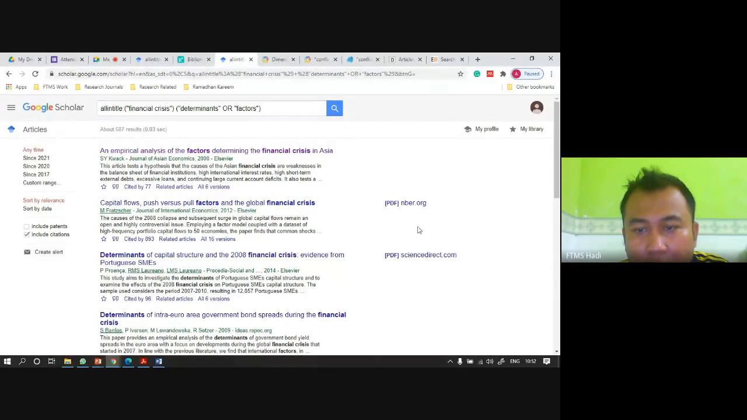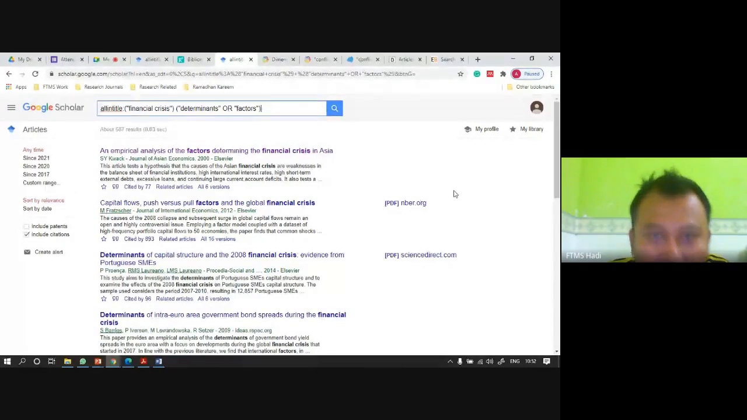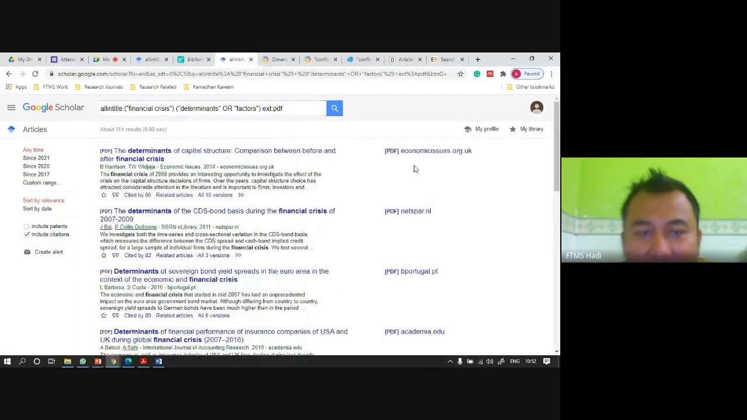Okay. You don't have PDF. So, if you want to have PDF, what you have to do is press space, click ext:PDF. So all documents that have PDF will come out here. You see, the determinants of capital structures.